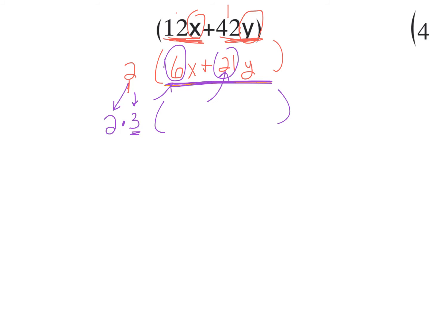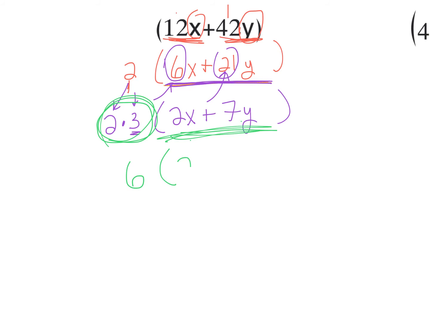6 divided by 3 is 2x. 21 divided by 3 is 7y. Okay. Now I'm going to look in here again. Now I'm looking in here. Can I take any more? No. 2 and 7 are not divisible by anything. So my last thing to do is multiply these pieces together. And I get 6 parenthesis 2x plus 7y. Now this guy out here, that is our GCF.